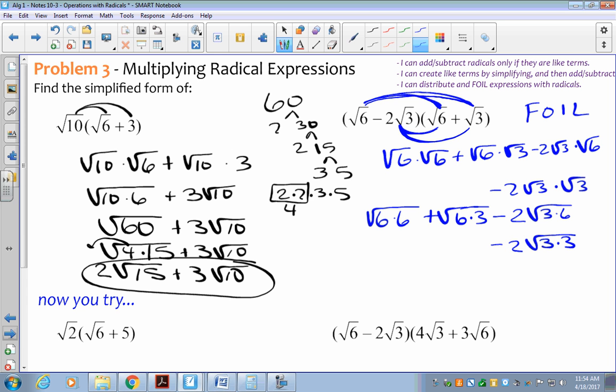All right, let's simplify these down a little bit more. 6 times 6 is 36. 6 times 3 is 18. 6 times 3 is 18. 3 times 3 is 9.